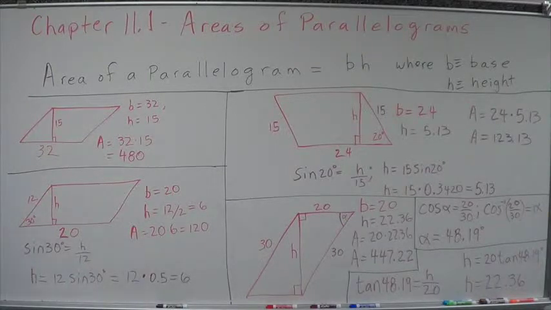So let's first of all take a very simple one here. Right here's a parallelogram. One of its sides is 32, and it's already been identified. Its height has already been identified as 15.